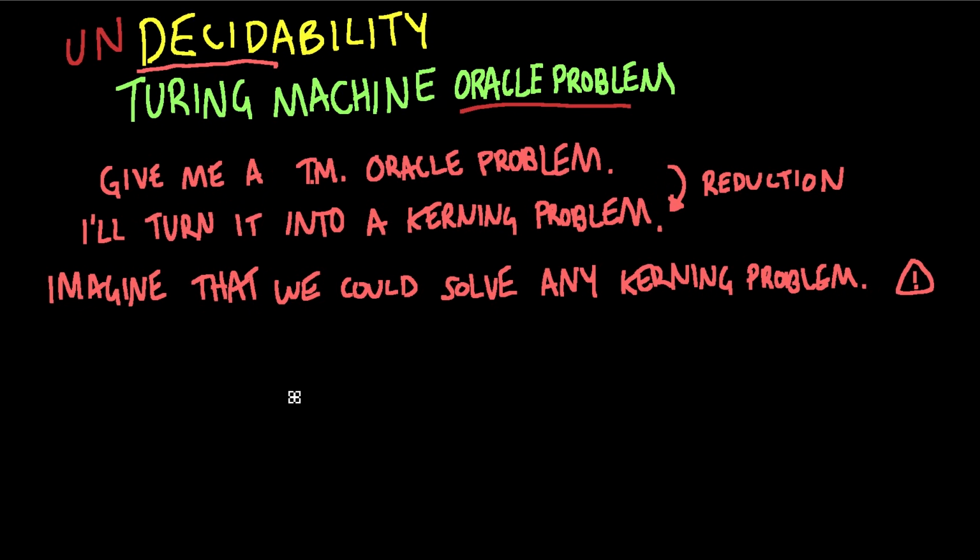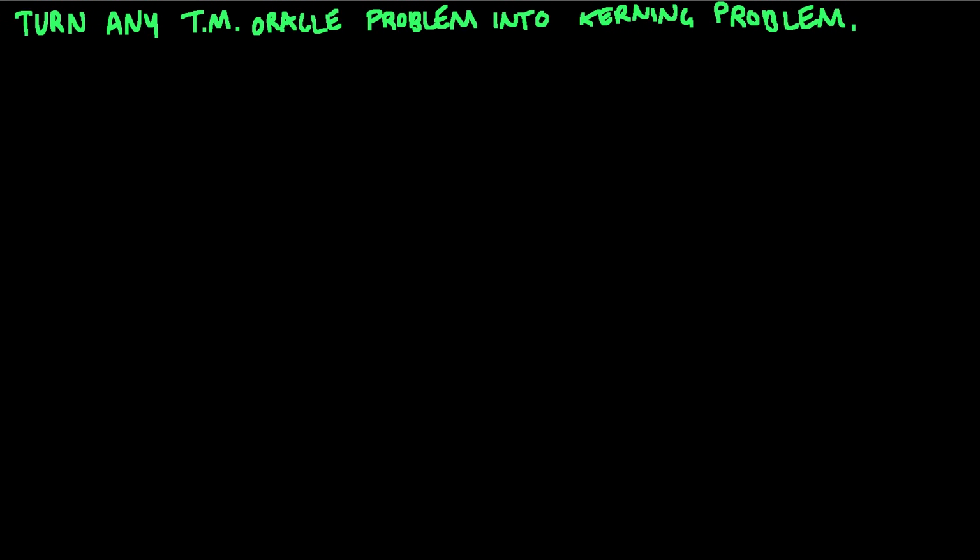I have your answer. Since we know that can't be done, we know that there's a problem with one of our assumptions, and this is the only one, this hypothesis that we could solve any Kerning problem. So we know that that can't be done. So this is both a proof by contradiction and a reduction proof. Later on, we'll use reduction to prove the opposite kind of statement, that a problem can be solved. So all that's left is to show that this step can be done, that I can turn any Turing machine oracle problem into an equivalent Kerning problem. And that's what the rest of this is about.